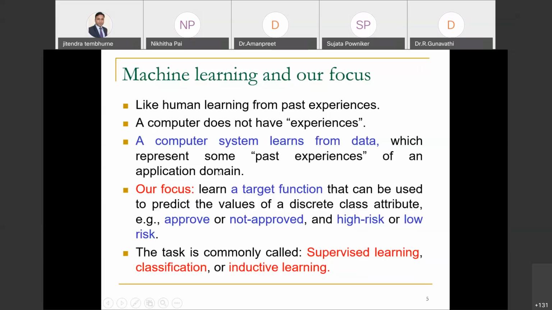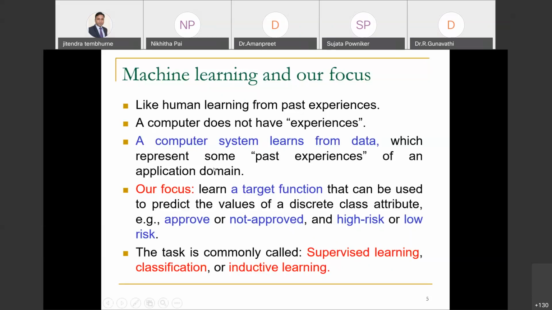There will be a certain application domain. Let's take the example of a credit card. If a company already has a certain database where they have approved or not approved applications, that is going to become an experience for the computer system, and it will learn from that data and approve or disapprove the application for a particular applicant.